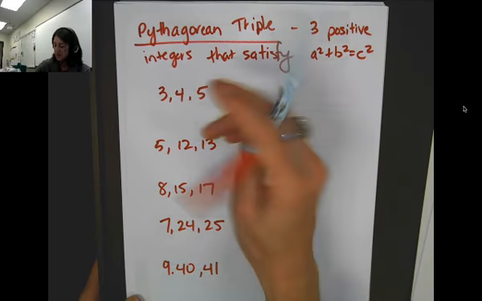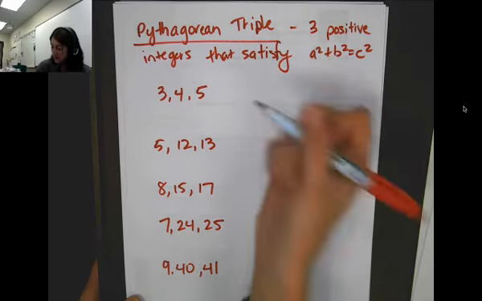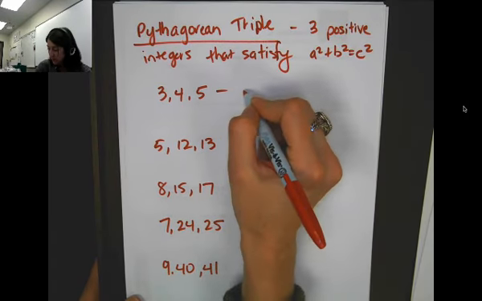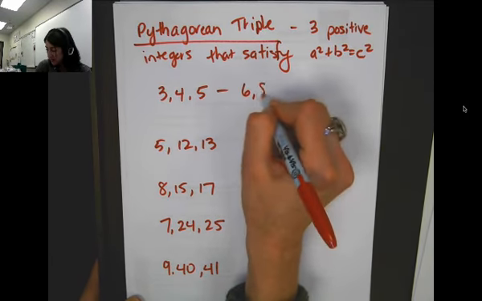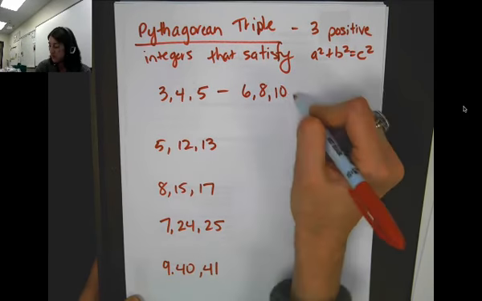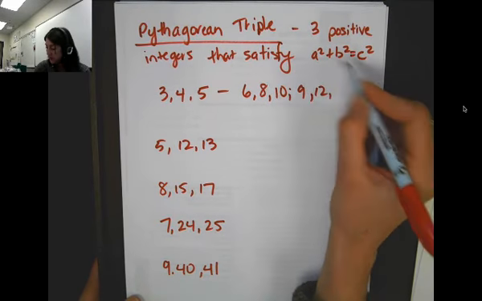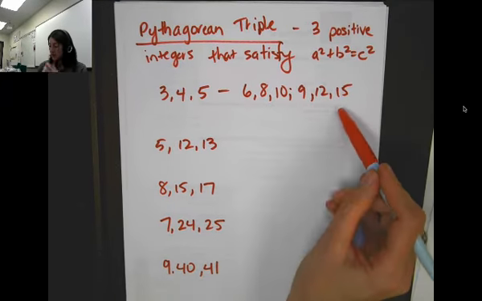Now, you don't have just these triples either. A triangle could be 3, 4, 5. Why couldn't it be 6, 8, 10? I just multiplied each of these by 2. Or it could be multiplying each by 3: 9, 12, 15. Your book lists all these out.